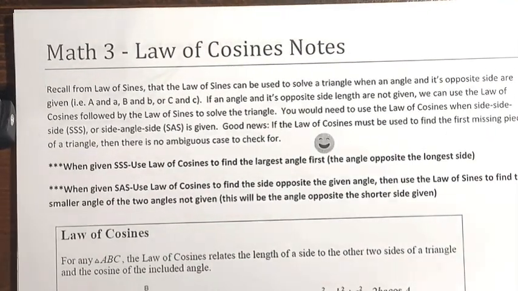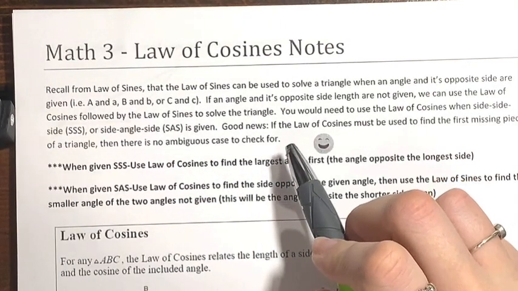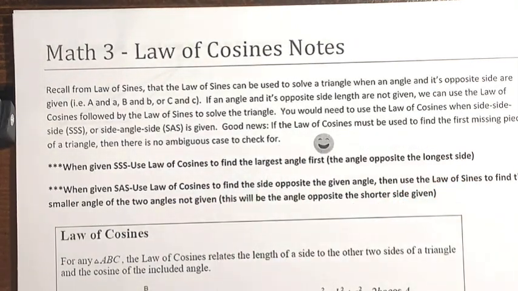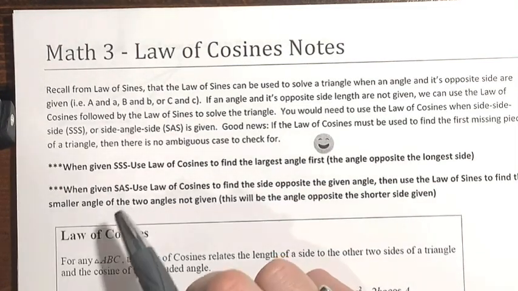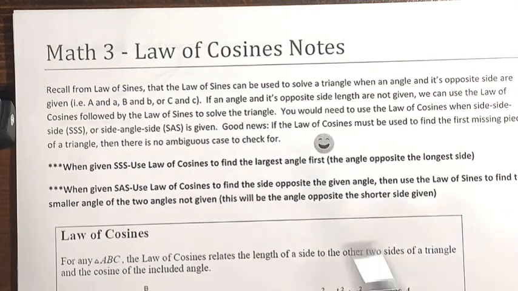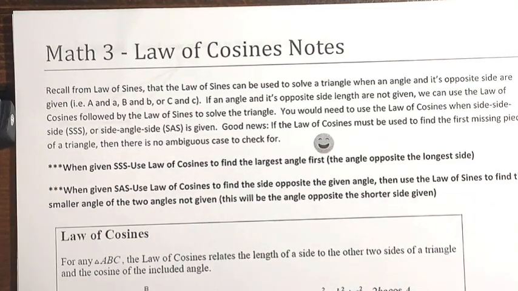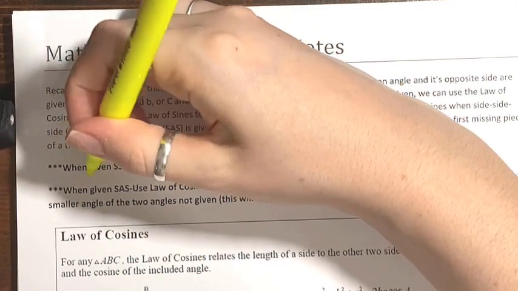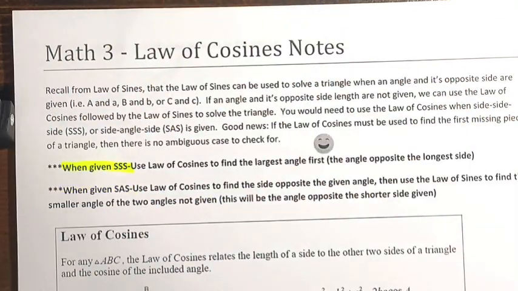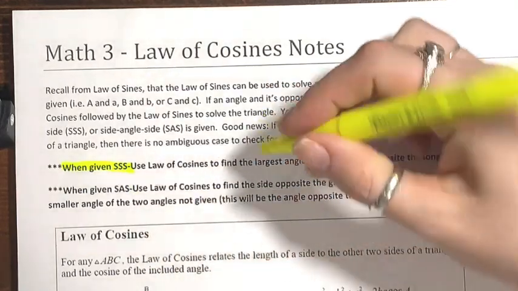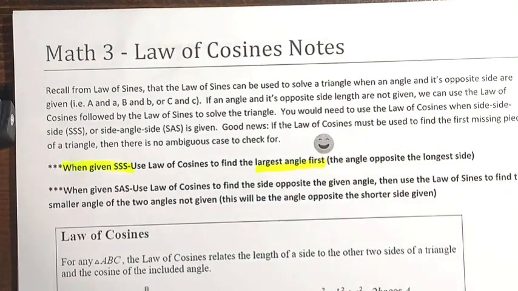When we do law of cosines, the nice thing is there's no ambiguous case. So we don't have 2 triangles to check for like we did with law of sines and a side angle triangle. But depending on the type of triangle you have, the steps are going to be a little bit different. I have these written out right here. When you are given a side, side, side triangle, so you're starting off with 3 sides and no angle, you're going to use the law of cosines to find the largest angle first.